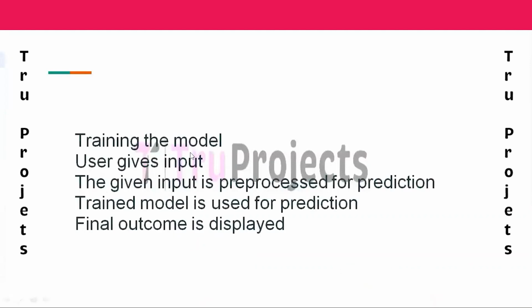And the sixth one is training the model. The selected deep learning models are trained on the preprocessed training data. During the training, the models adjust the weights and parameters to learn the patterns and features that distinguish between the different distracted driving behaviors. And then the seventh one is user gives the input. The Flask web framework is utilized to create a user-friendly web interface where the user can upload the input image they want to analyze for distracted driver behavior.